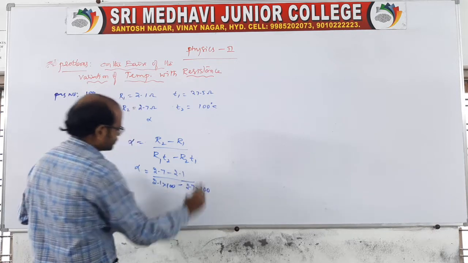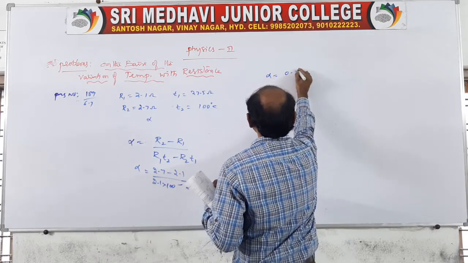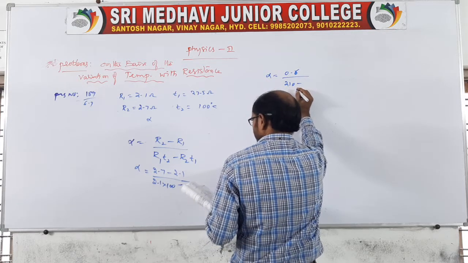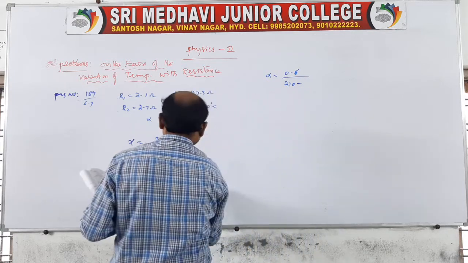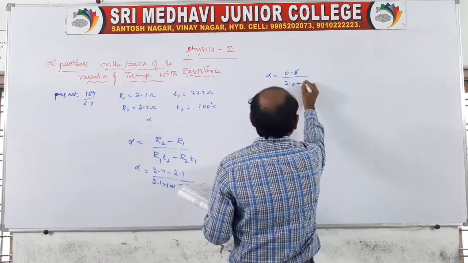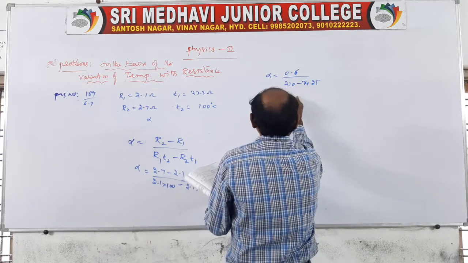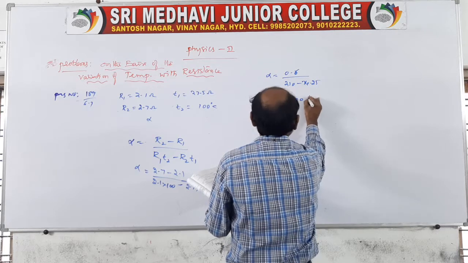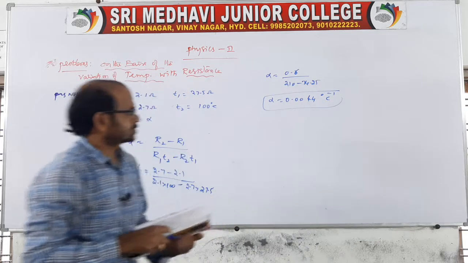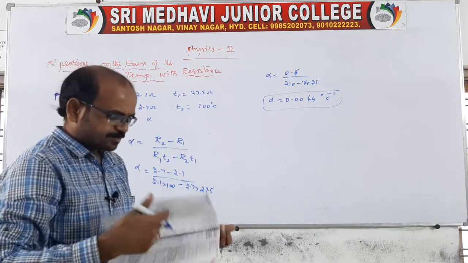So you do the calculation, we may get alpha equal to 0.6 divided by 2.1 into 72.5, which is 152.25. It is approximately 0.004 per degree Celsius. This is the answer after simplification, because it is the same question, repeated.